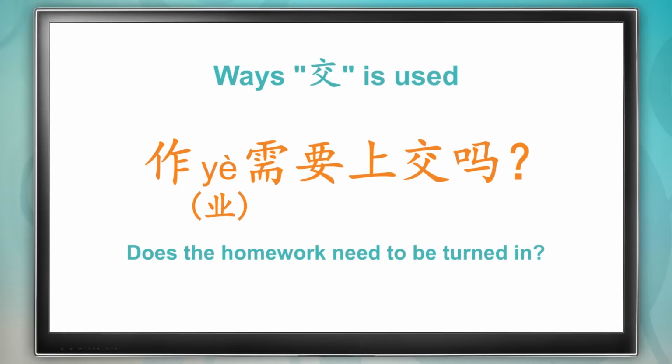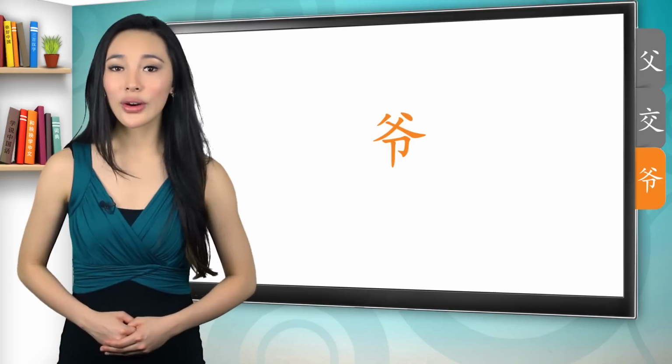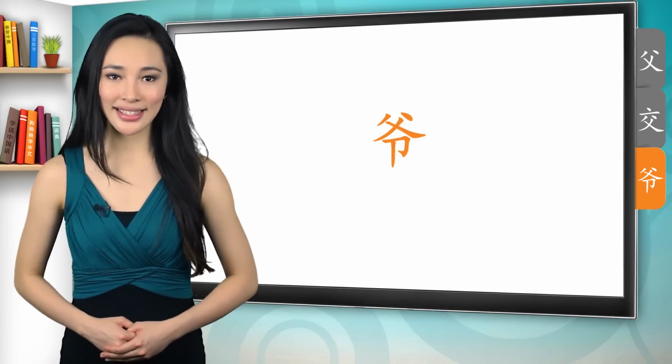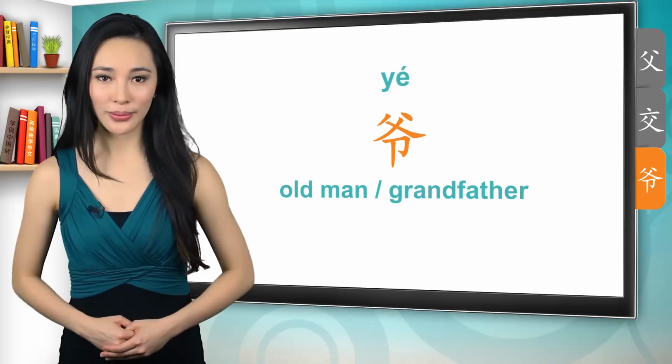Alright, let's move on to our last character for today's lesson. Our last character for this lesson is 爷. It means old man or grandfather. One part of the character 爷 should look familiar. Do you see it? That's right.